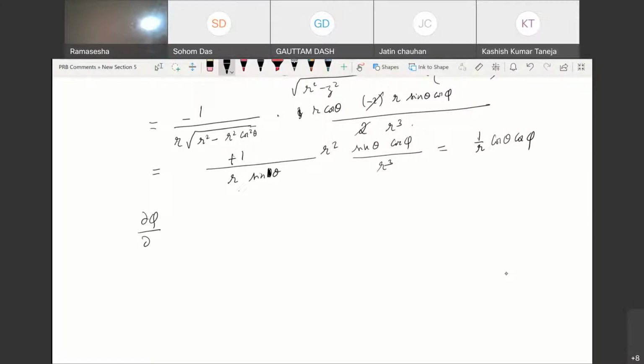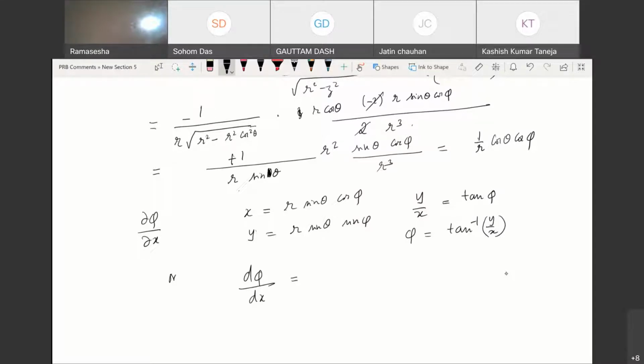Now phi is equal to tan inverse y by x. Okay, so if I want to get d phi by dx, then that is 1 upon 1 plus y squared by x squared times minus y by x squared.